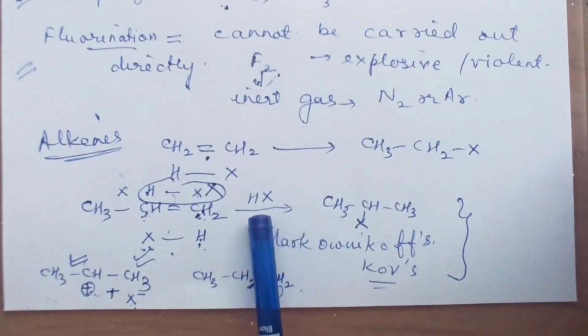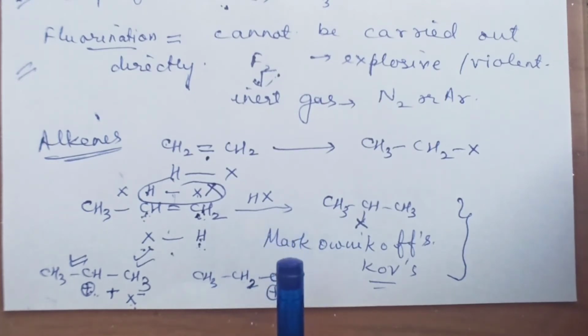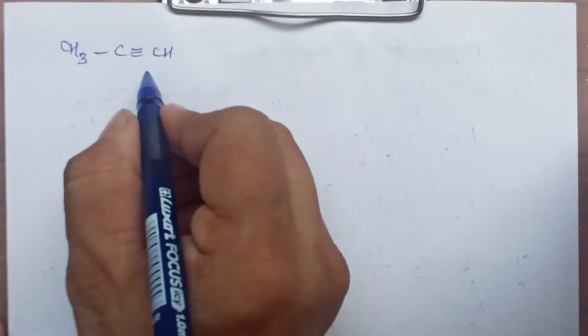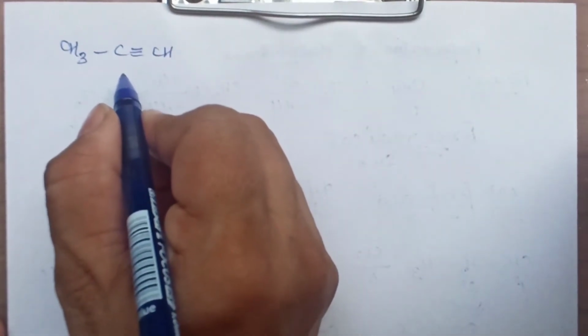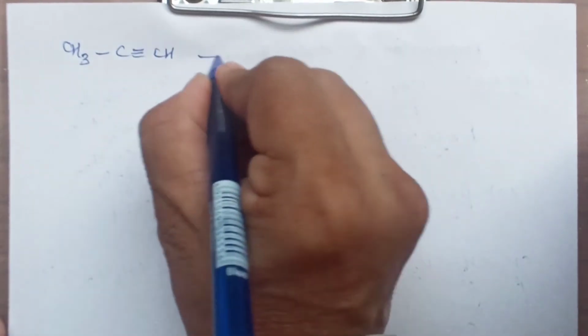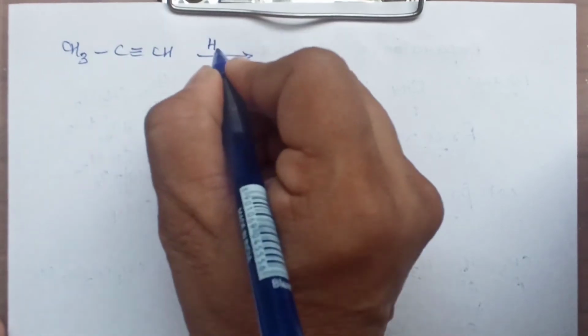What is this HX? It can be any hydrogen halide, you can say hydrogen fluoride, chloride, bromide, or iodide. Suppose you are adding this HX to some alkyne. Say this is an alkyne. This is also unsymmetrical. It is having unsaturation.